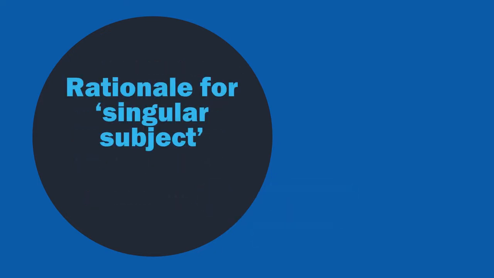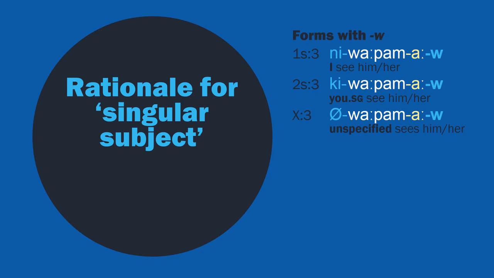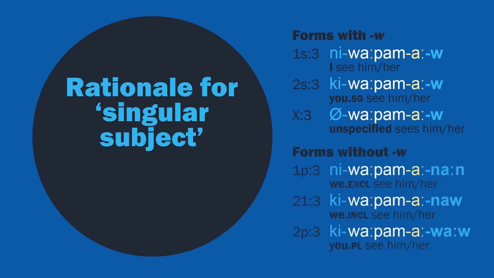So first, why might we conclude that W is a singular subject marker? Here are some Cree TA forms that include the W. "I see him or her," "you singular see him or her," and an unspecified actor sees him or her. Let's compare those with some similar forms that don't include the W. "We exclusive see him or her," "we inclusive see him or her," and "you plural see him or her." In these forms, the slot where we'd otherwise see W is instead occupied by a plural subject marker.